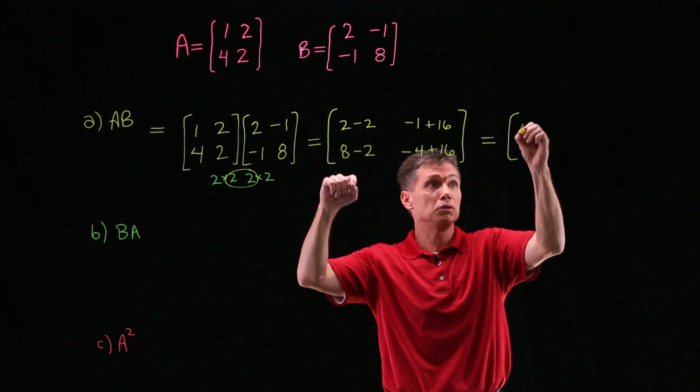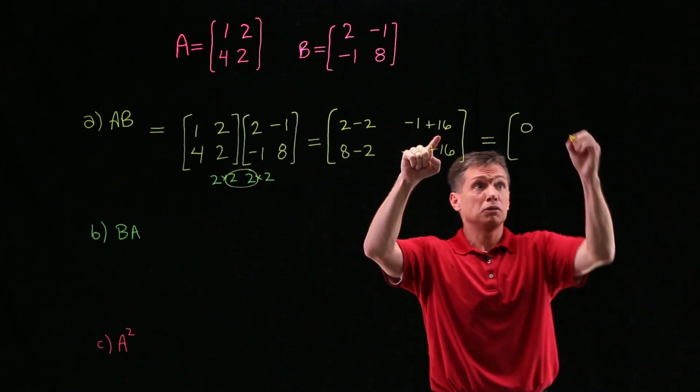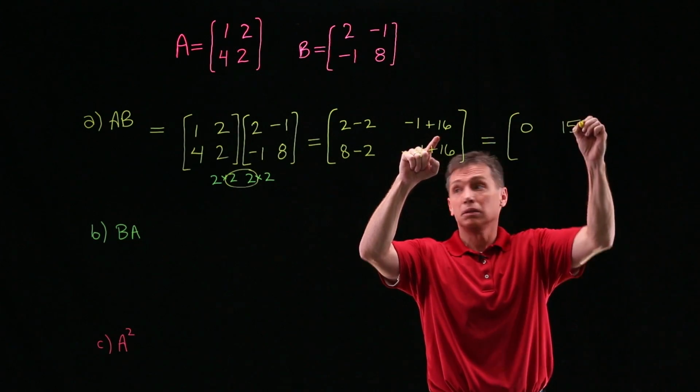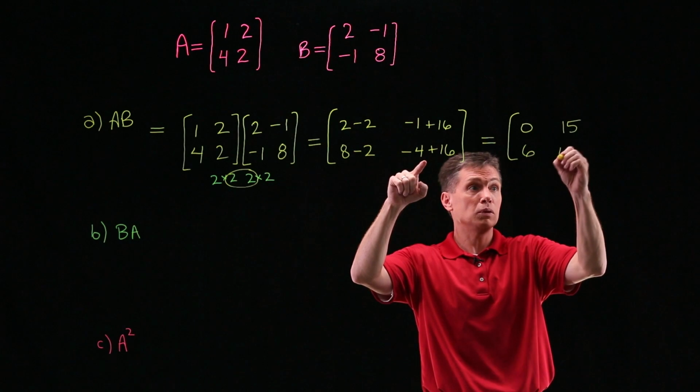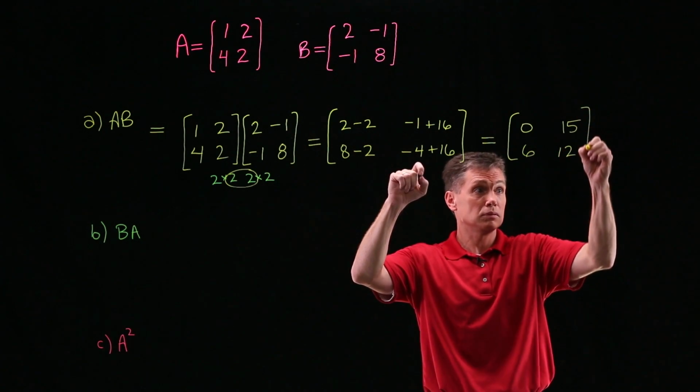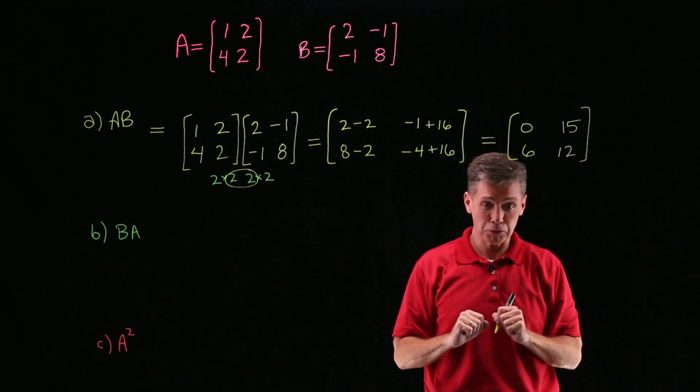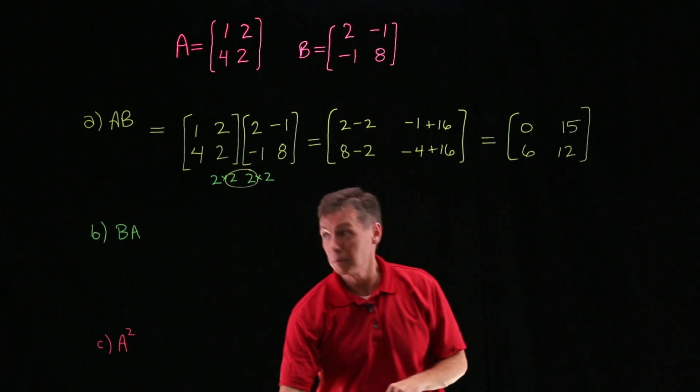Let's clean this up and get an answer. 2 minus 2 is 0. This looks like a 15. This looks like a 6. And that looks like a 12. That's my answer for the first one. All right, let's do the second one.